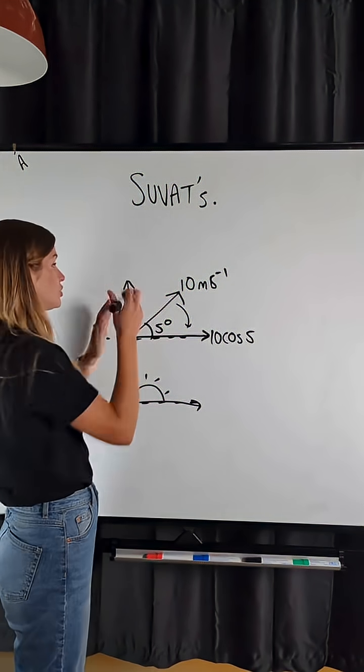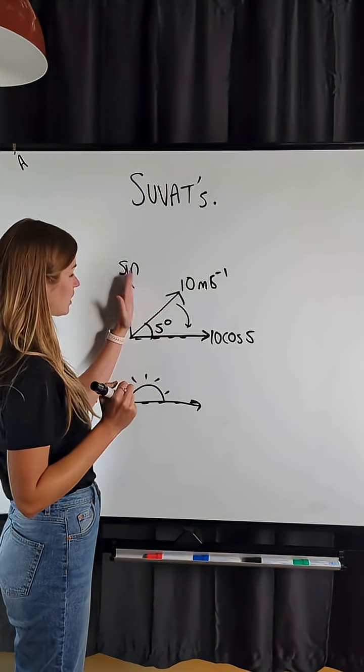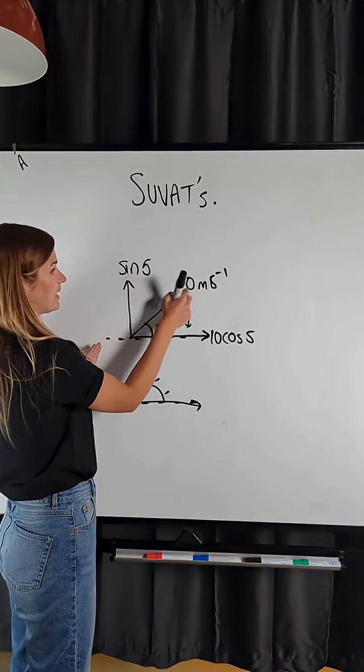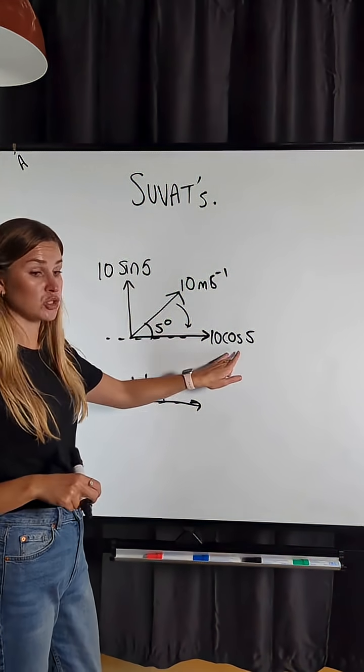If you go against God, you commit a sin. So against the angle is sine. So this direction is going to be sine of 5 degrees. It's going to be 10 times sine of 5. So I find out my vertical and what my horizontal component is.